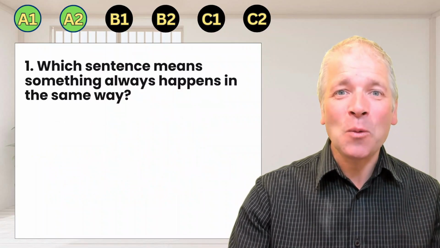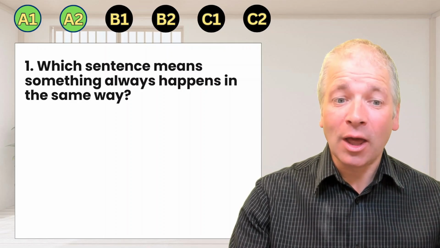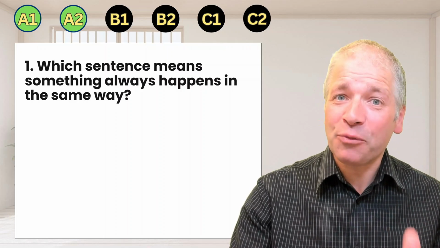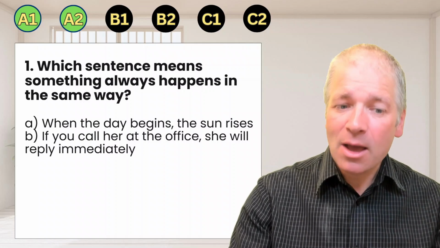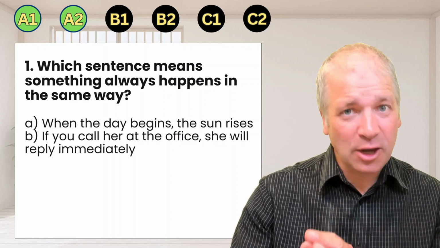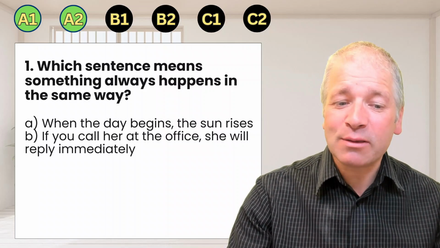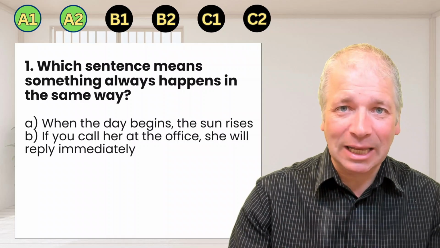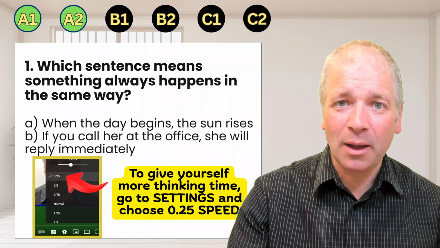Okay, let's start with the elementary levels, A1 and A2. Question 1. Which sentence means something always happens in the same way? Is it A, when the day begins, the sun rises, or B, if you call her at the office, she will reply immediately?